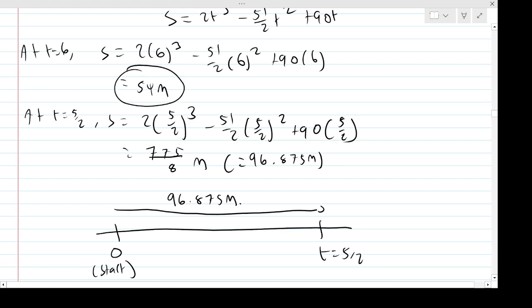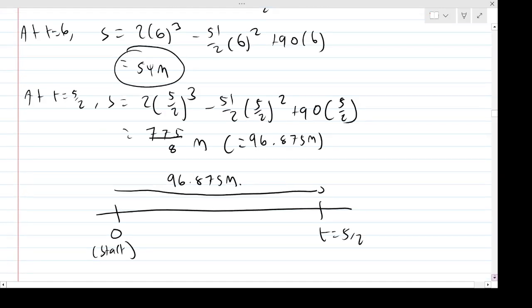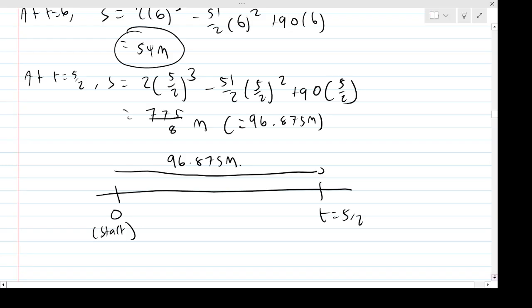Right, that's the displacement. That's from the starting point again, right? So the distance from the starting point after 6 seconds is 54 meters. So 6 seconds is going to be somewhere here, right? So this distance is going to be 54. Okay, but the question wants the distance between the 2 points. So this distance here, right?